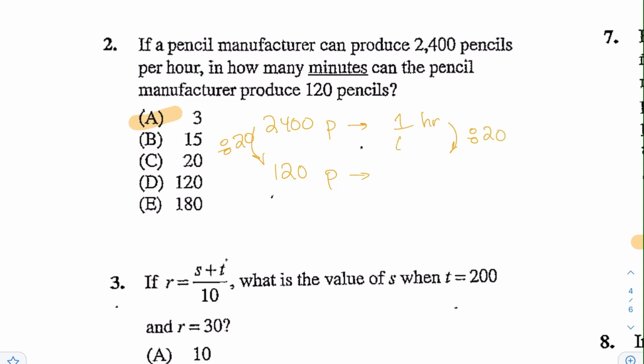Now you know that 1 hour is equal to 60 minutes. So if you divide 60 minutes by 20, you will get 3 minutes. So that's choice A.